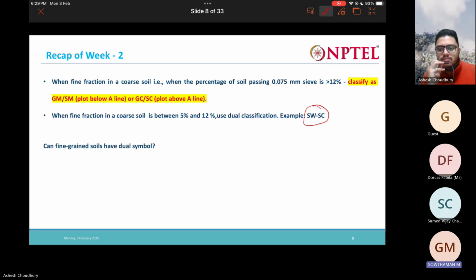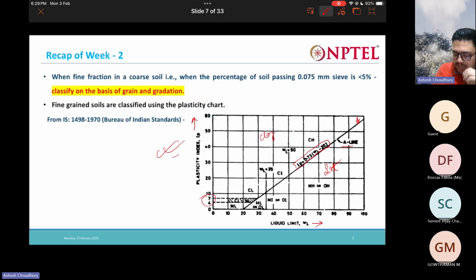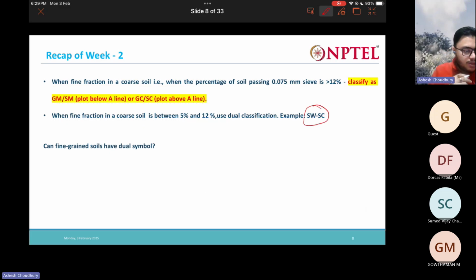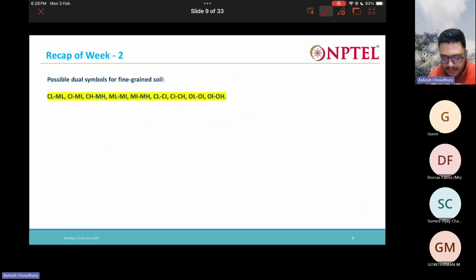Of course, it can have. Yeah, so give one example. It can have CL-ML, yeah, correct. So we just discussed, right? Fine grained soil can have dual symbols. Okay, so some examples of that I have given here.